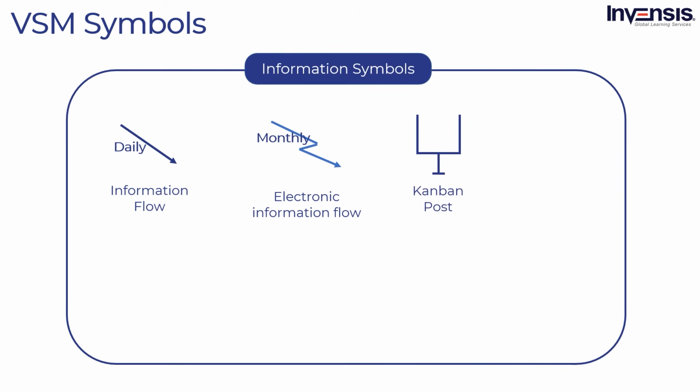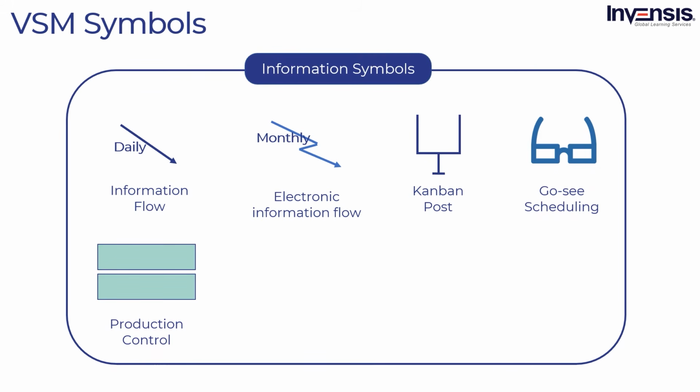Then, we have the Kanban post. It is a place where Kanban cards are collected and held for conveyance. Next, we have Go-See scheduling. This is used for gathering information through visual means. The process requires a schedule adjustment or confirmation by an operator. Then we have production control. It is nothing but a centralized production scheduling or control department. It is usually represented by this simple box symbol.